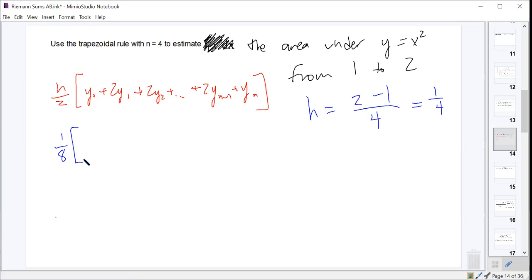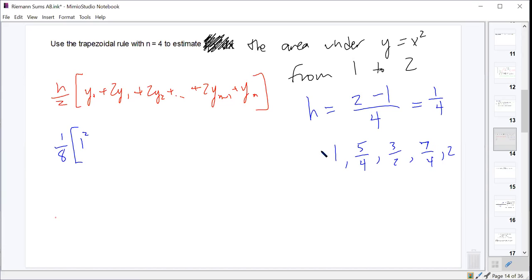And what is y naught going to be? One. So our x naught is 1, right? And so we have to square it to get that. So 1 squared. And in fact, let's write out what all of our subintervals are. If we have 4 subintervals from 1 to 2, that should be 1, 5/4, 3/2, 7/4, and 2, right? Those are the beginning and end points of each of our subintervals.